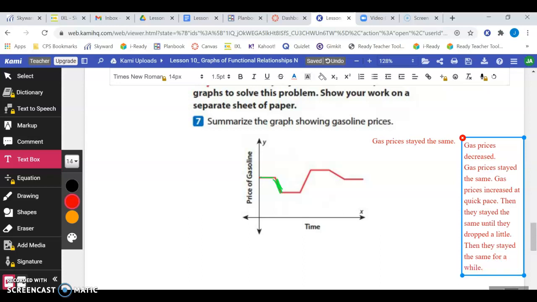So you can be as creative as you want here with your stories. What I'm looking for is that you're telling me that they stayed the same, they've increased, they've decreased, quick pace, maybe decreased just a little, things like that. That's what I'm looking at, but you can add as much detail to your story as you want and be creative with them.